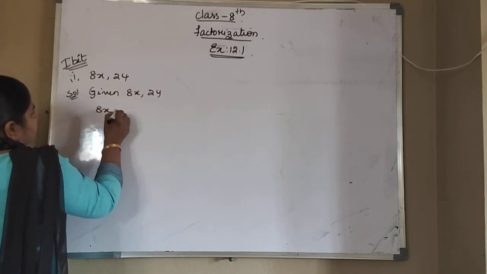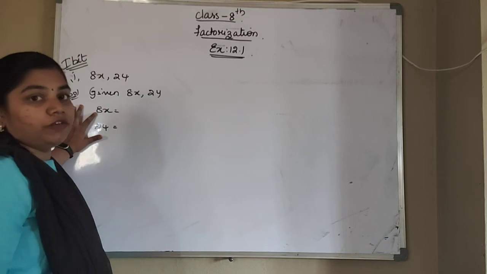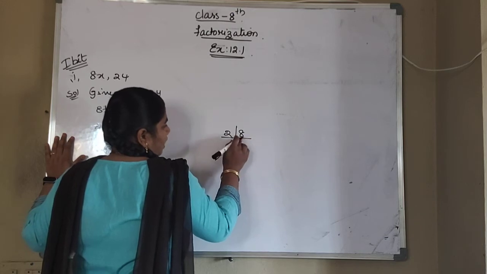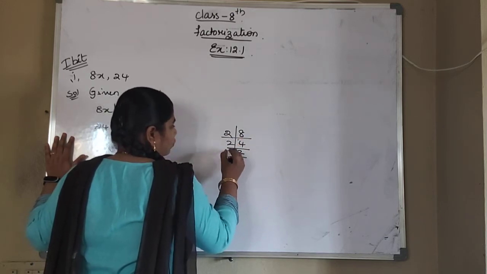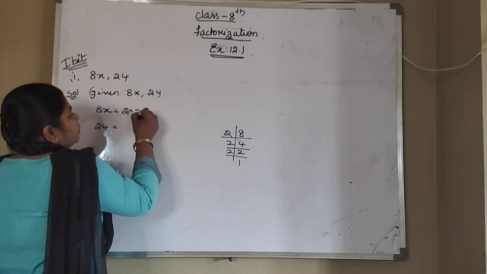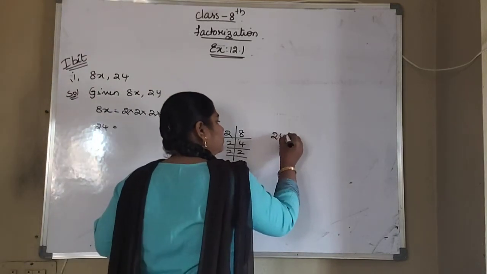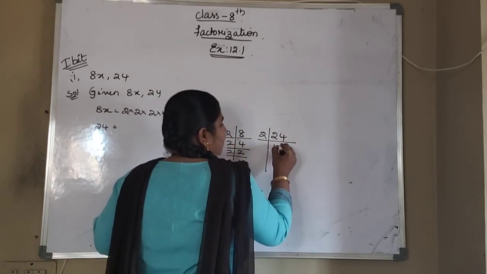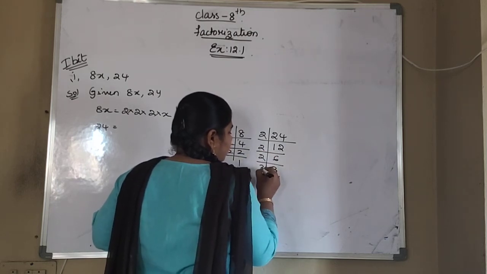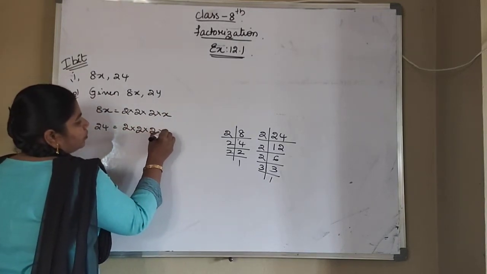First you take 8x, after that 24. First do the prime factorization of 8. What is the prime factorization of 8? 2 4s are 8, 2 2s are 4, 2 1s are 2. So we can write 8x as 2 into 2 into 2 into x. And now take out the prime factors of 24. 2 12s are 24, 2 6s are 12, 2 3s are 6, 3 1s are 3. So the prime factors are 2 into 2 into 2 into 3.